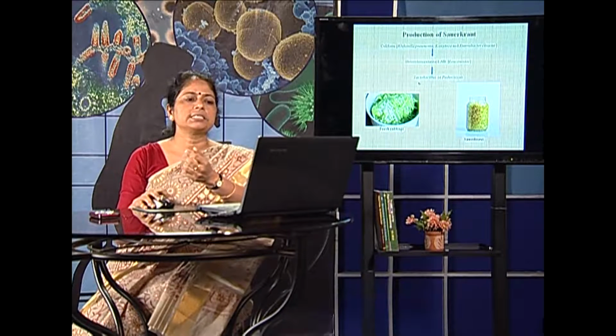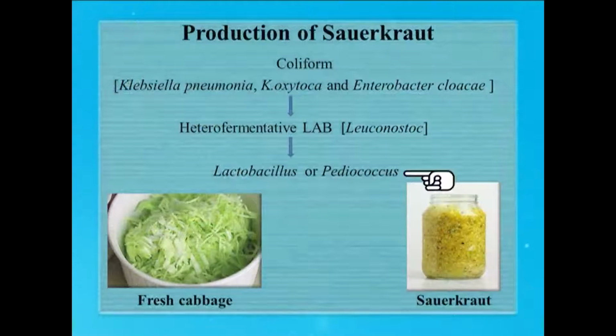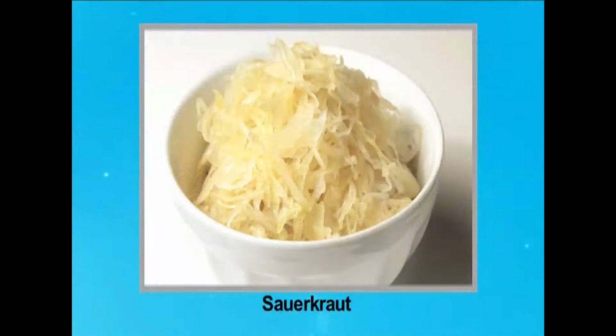Ultimately, the fermentation is carried out by the lactic acid bacteria, especially the genus Lactobacillus, or in some cases it can be Pediococcus. And they ultimately carry out the fermentation process, and the product so obtained is called sauerkraut. So like the cocoa processing, where we have seen a succession of microbes, in the sauerkraut production process, we also find there is a succession of 3 different types of microbes.